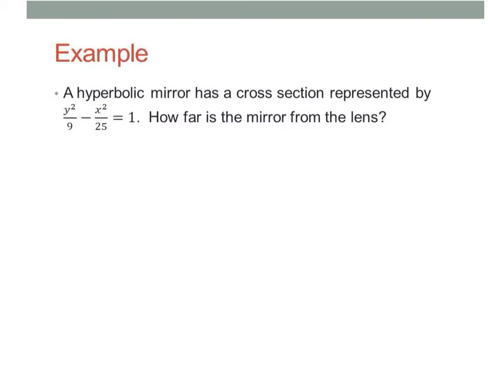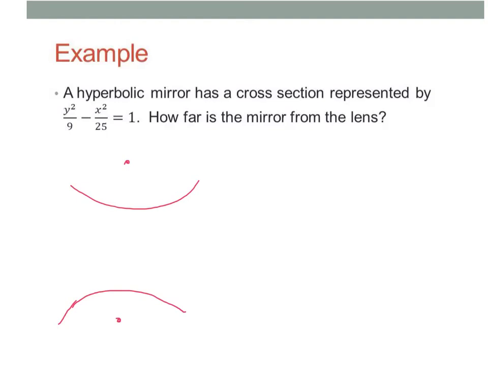Alright, a real-life example here. We have a hyperbolic mirror, with a cross-section represented by y squared over 9 minus x squared over 25 equals 1. How far is the mirror from the lens? Well, let me explain a little bit here. The lens of what? What are we talking about? If you have a hyperbolic mirror, here's my hyperbola, and we have two focal points, because each one is going to have a focal point. And you put a camera at one of the focal points.